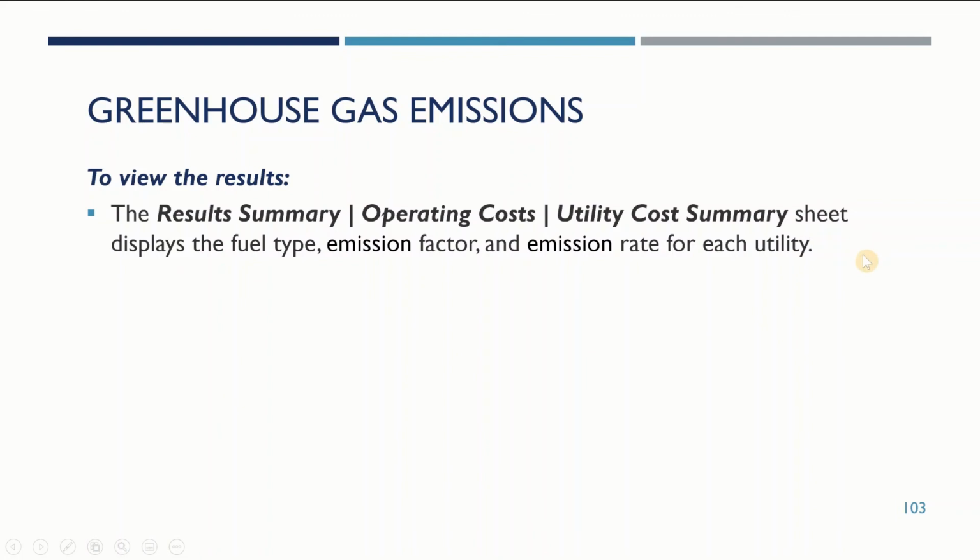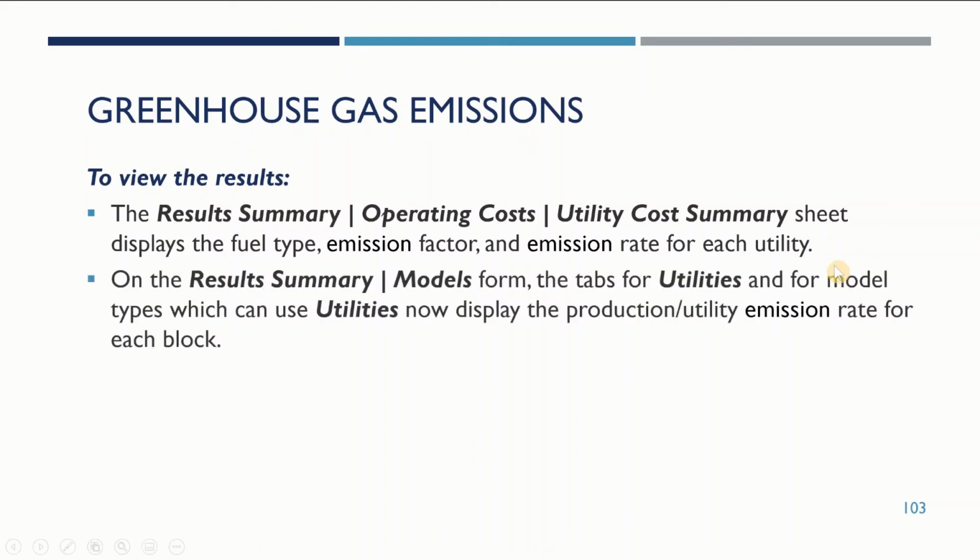The result summary, operating cost and utilities cost summary sheet displays the fuel types, emission factors, and emission rate for each utility. On the result summary and models form, you can use the utilities tabs in each model type to view the production or utility emission rate for each block.